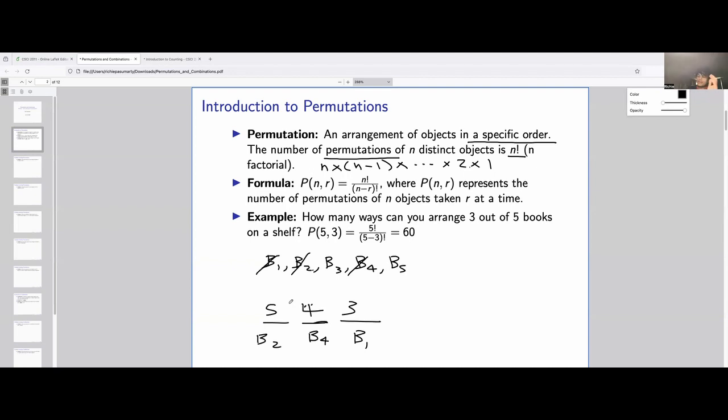As we can see, the arrangement of the books on the shelf matters, so I'm not going to do any correcting as I did in the past. I'm just going to multiply them together. So this is equal to 5 times 4 times 3, which is 60. And you can use this P of 5, 3.